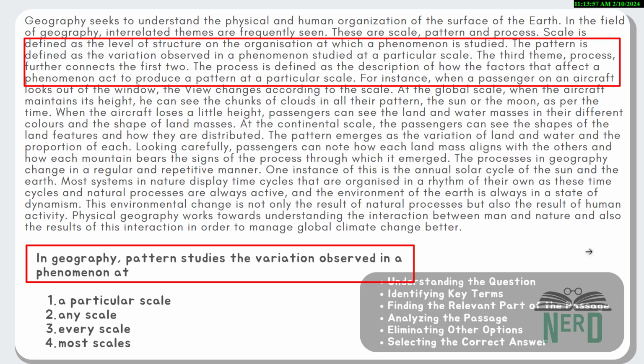Then our next step is to verify our answer, right? One option is any scale, which lacks specific mention, right? Which contradicts the passage's emphasis on a particular scale, right? And every scale and most scales imply a broader or more generalized approach than what the passage actually describes. So the passage specifies that patterns are observed at a distinct singular level of organization, right?